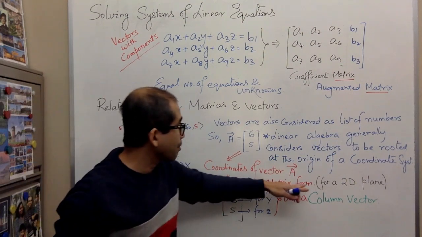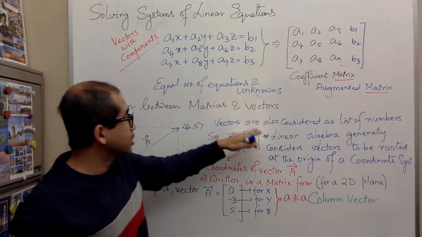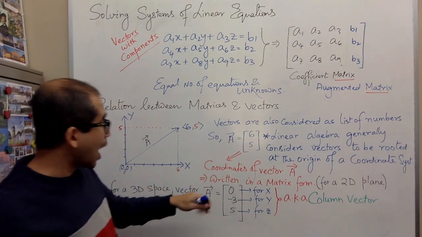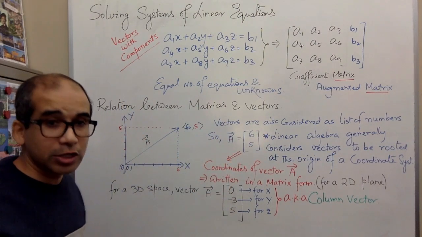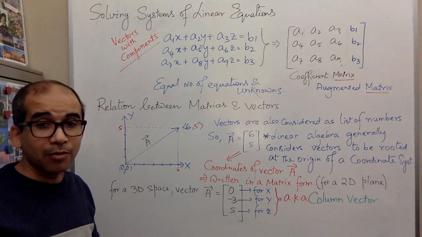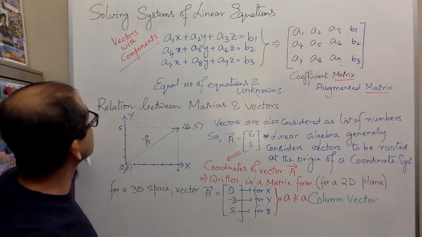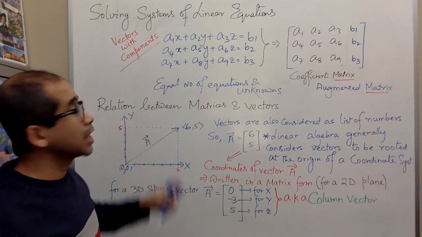And this is in a matrix form for a two-dimensional plane. That's why it's a column vector in two dimensions. And this is a column vector for three-dimensional space. Now we'll talk about linear combinations of vectors, which are nothing but giving us the linear equations.